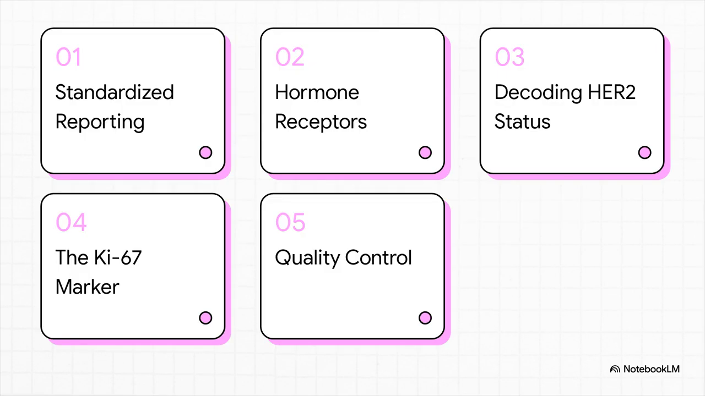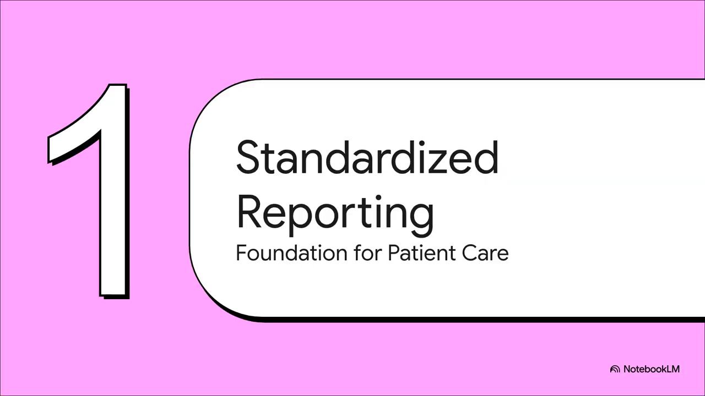All right, so here's our game plan. First, we'll talk about why standardized reporting isn't just bureaucratic nonsense. It's essential. Then we'll get into the real nitty-gritty, reporting hormone receptors and decoding the beast that is HER2. We'll also touch on Ki-67, and we'll wrap it all up with what is arguably the most important piece of the puzzle, quality control.